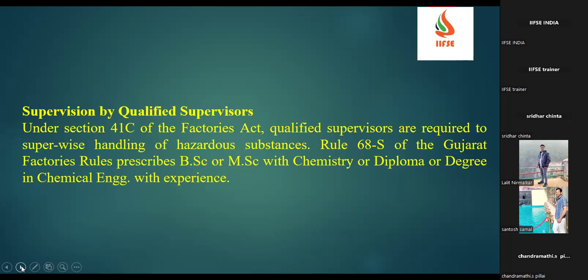Now we'll see the supervision by qualified supervisors. This is one of the Factories Act requirements, a legal requirement for the chemical industries where they operate. If you see this requirement, they're asking that qualified supervisors are required to supervise handling of hazardous substances, rule 68S of the AP Factories Rules also. BSc or MSc in chemistry, or a diploma or degree in chemical engineering with experience.